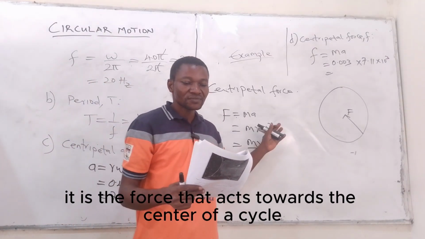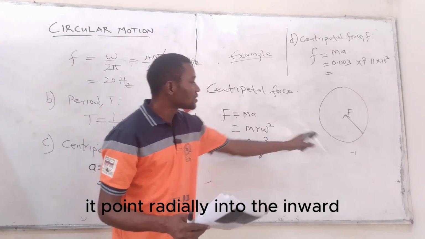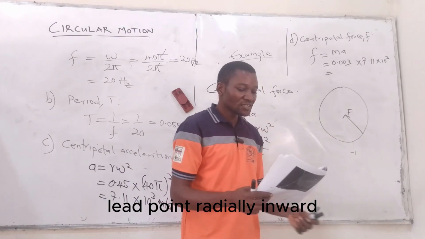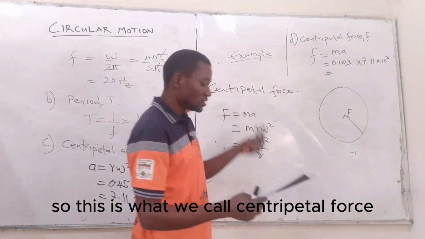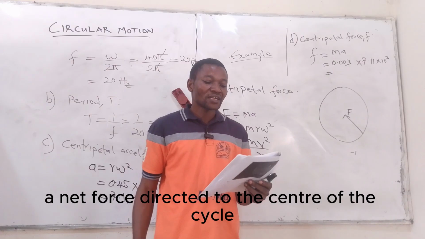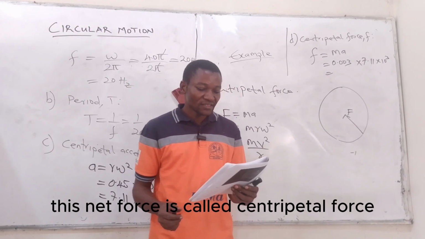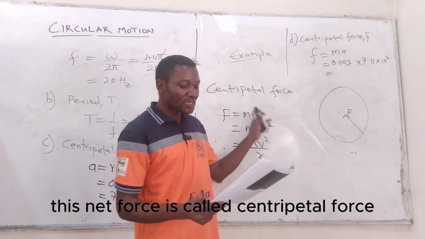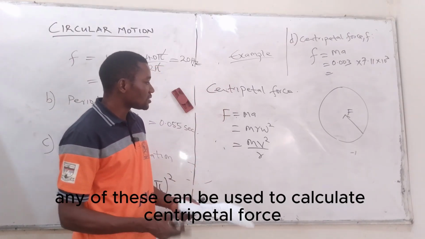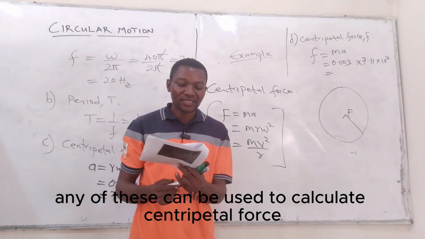And like we said, it is the force that acts towards the center of a circle. It points radially inward. So this is what we call centripetal force. For circular motion to occur, a net force directed to the center of the circle or orbit is needed. This net force is called centripetal force. We have earlier mentioned it, and any of these formulas can be used to calculate centripetal force.